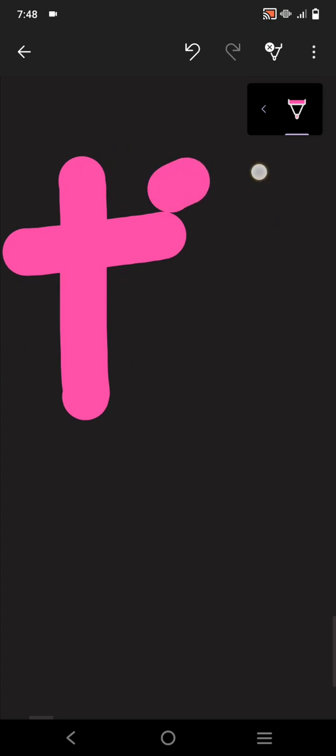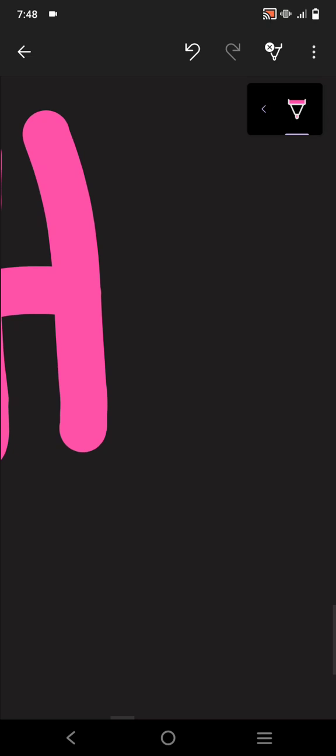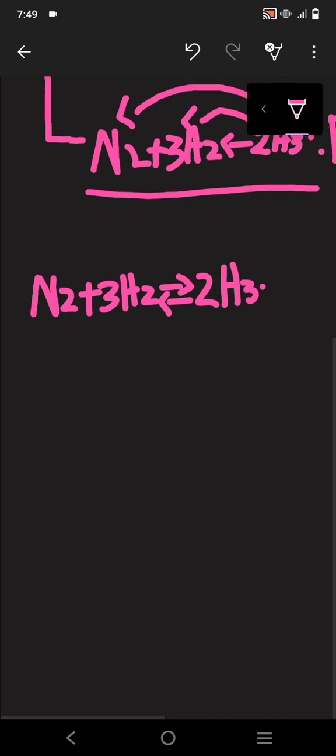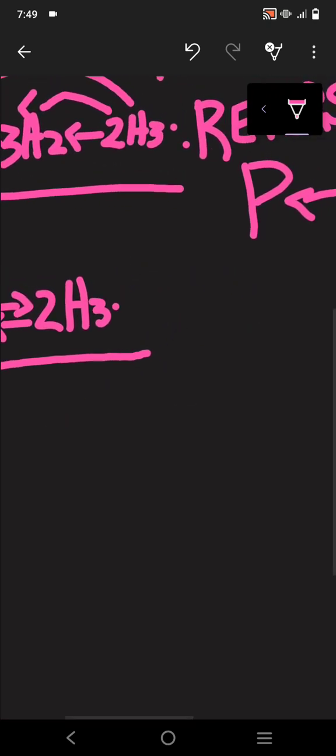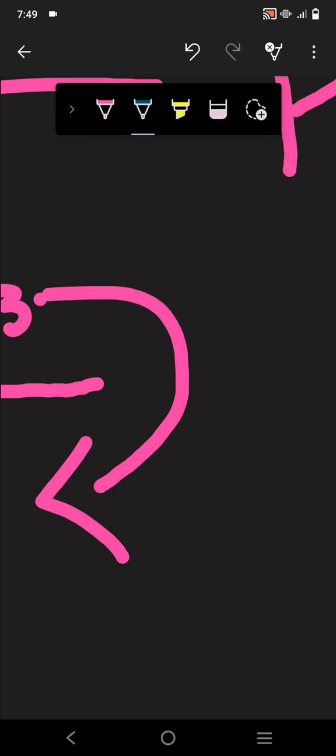N2, 1 mole of nitrogen, 3 moles of hydrogen, reversible arrow, 2NH3. So now equilibrium here means balance, and this is now the real reversible reaction.